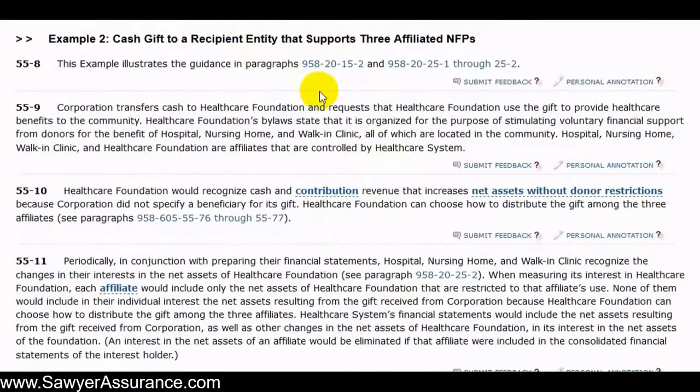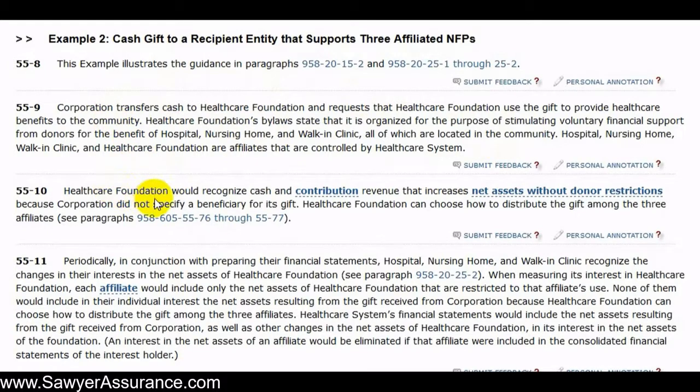Each of them has a difference as it relates to the donor restriction. In our second example, a corporation, who is the donor, transfers cash to a foundation, who's the recipient entity, and that donor requests that the recipient entity use the gift to provide healthcare benefits to the community. The foundation's bylaws require it to support a hospital, a nursing home, and a walk-in clinic, which are all in the community, which connects with the donor's requirement.